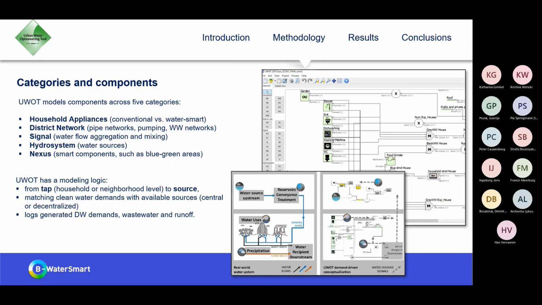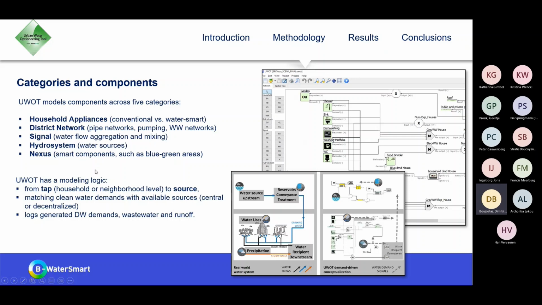Another category is hydro system or supply components. These are the different water sources available to cover demands. And finally, there are other components, smart components such as blue-green areas, which are covered in the broad named Nexus category. So UWOT models always from the demand side and up.